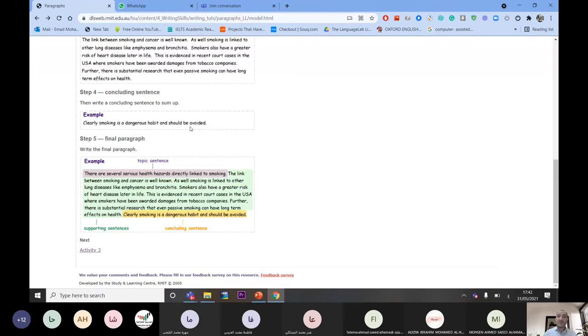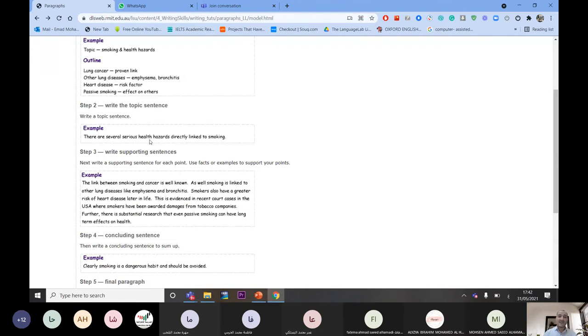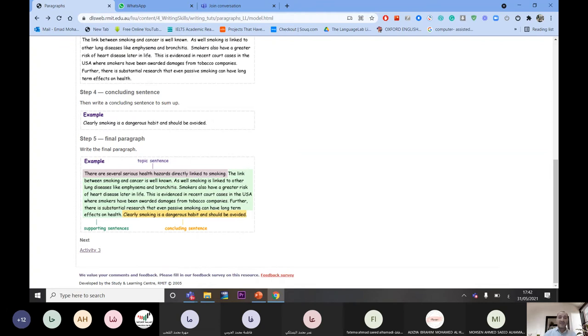This is very similar to the topic sentence. The topic sentence is, there are several serious health hazards directly related to smoking. In the same way, you reword it. Reword means write it in different words. And this is an example. I'm not sure if I share this, but anyway, I think you understand this concept. Okay.